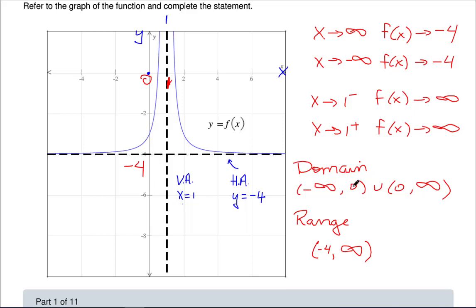The domain is everything except the place where the vertical asymptote is. I can see this is a mistake. So here this should be 1 and this should be 1 as well because 0 is over here. The range, let's see, it never gets to minus 4. It is going up forever, so minus 4 to infinity.